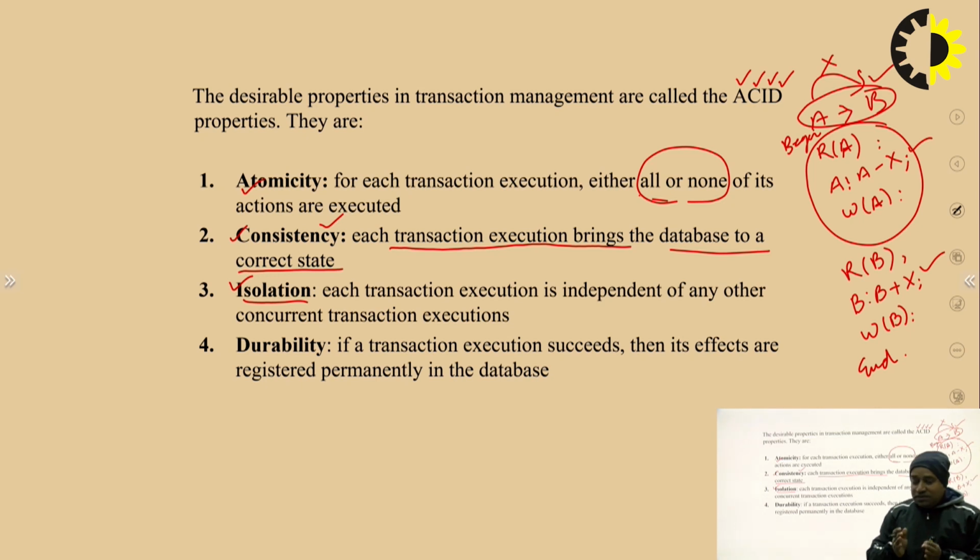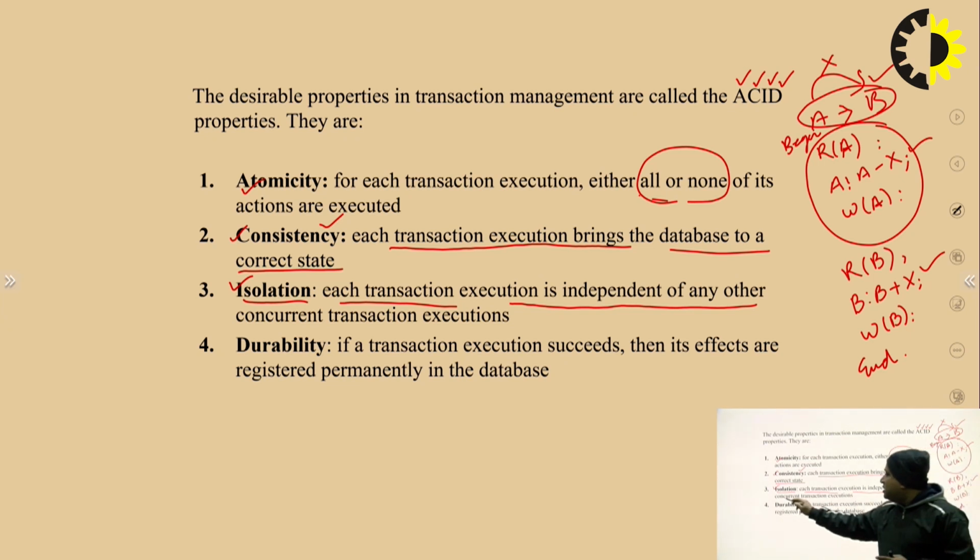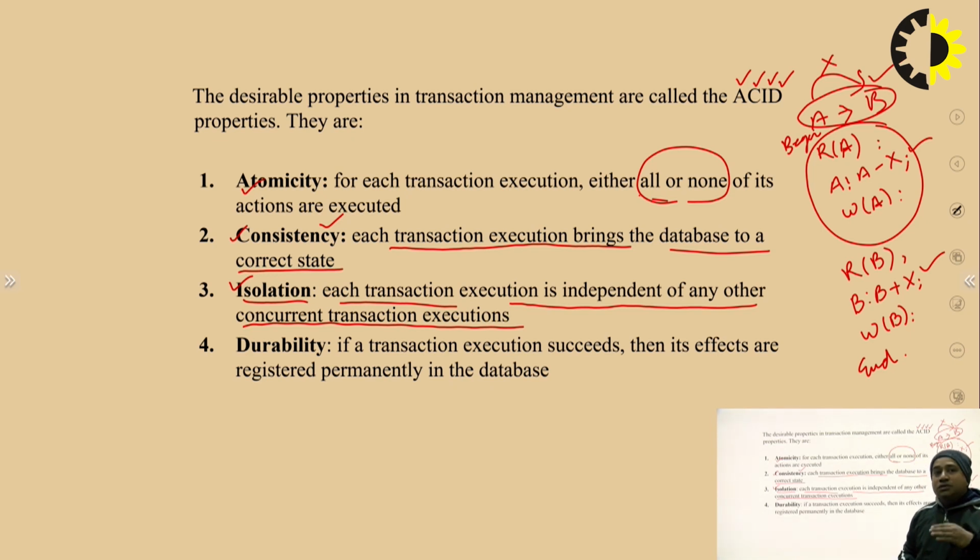What is isolation? The impact of one transaction should not be on another that is executing in parallel. If one transaction impacts another transaction executing in parallel, it will create errors in the system, and it may also generate wrong output that may lead to an inconsistent state as well. So each transaction execution is independent of any other concurrent transaction execution. The parallel executing transactions don't impact one another.